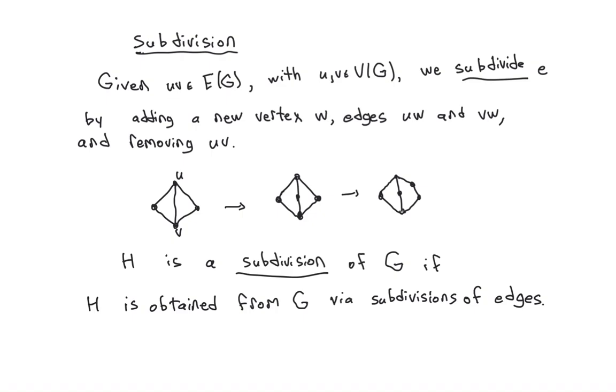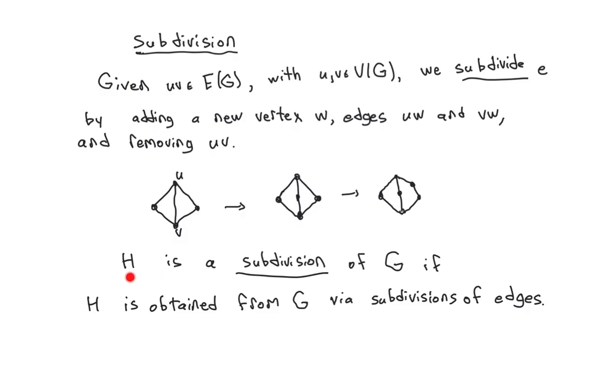In this video, we will talk about Kuratowski's theorem. One of the main ideas is the notion of subdivision. Given an edge in a graph, you subdivide it by putting a new vertex in the middle of the edge and keeping the old connections. So that means you add a new vertex W and you make it adjacent to the endpoints of the original edge, and of course you remove that edge. So it's like you split an edge in two.